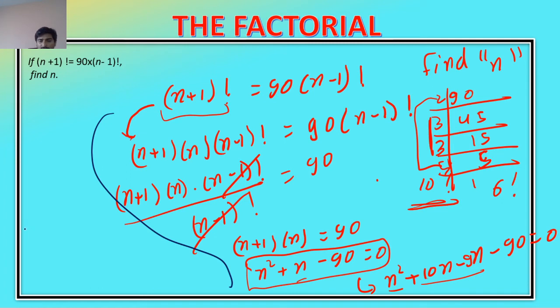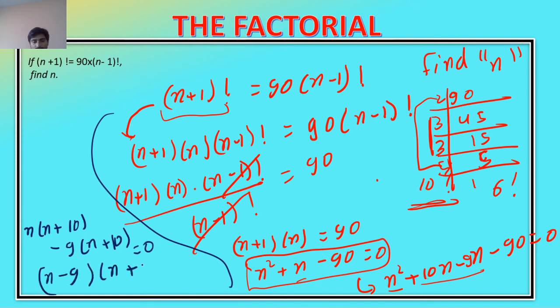So I can write this as n into n plus 10 minus 9 into n plus 10 is equal to 0, right? Now therefore n is equal to n minus 9 into n plus 10, right? So n is equal to how much? 9 or minus 10, but since n is positive, right?